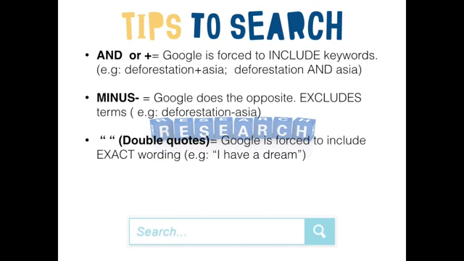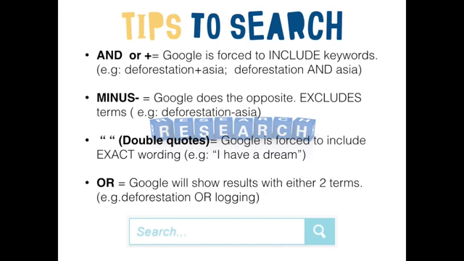Another tip is to use double quotes or double quotation marks, and this way Google is forced to include exact wording. So for example, if you're looking for the exact words or a document that contains exact words of a speech, you would like to use quotation marks. So in this case, the example is "I Have a Dream" from Dr. Martin Luther King Jr. That was a very famous speech. You would like to use that in quotation marks.